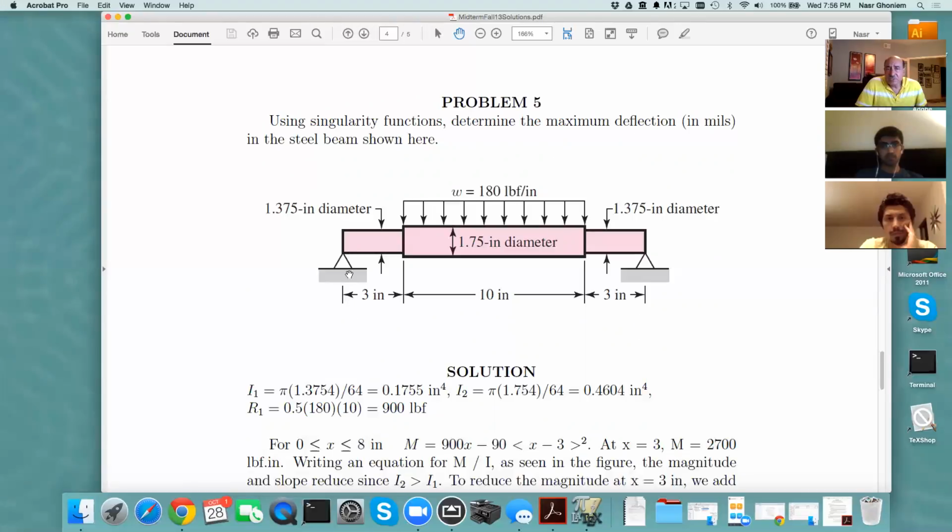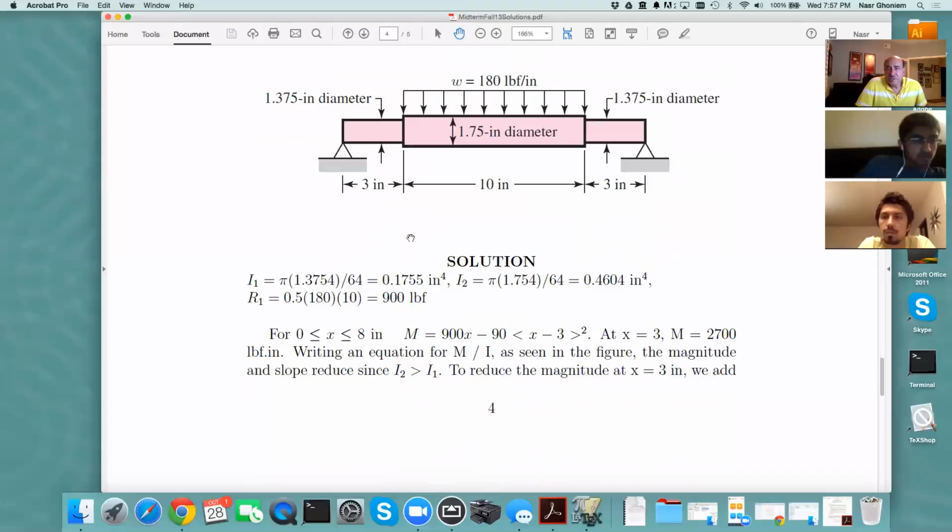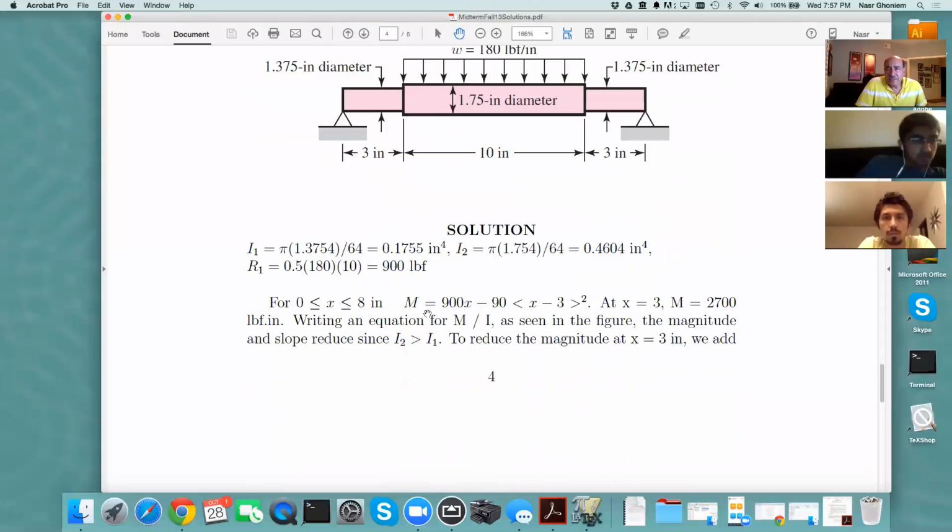We find the reaction here. So we have a concentrated force, a delta function, and then we have a uniform load starting at 3, and then we make a correction at the intersection. And as we did in class, we make 2 corrections, one for the slope, and the other one is for the magnitude. So that is basically what we have.